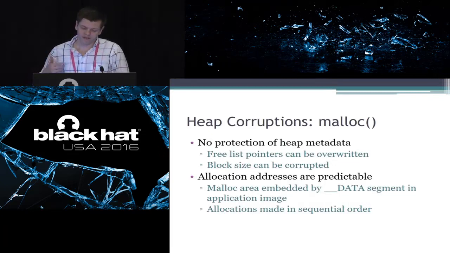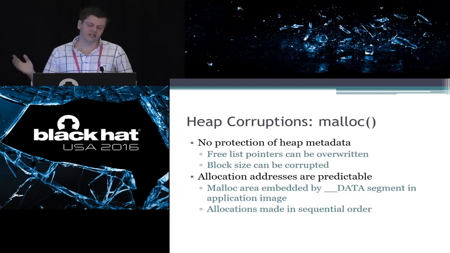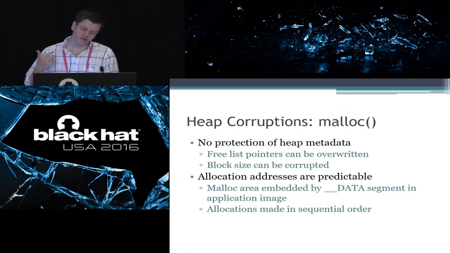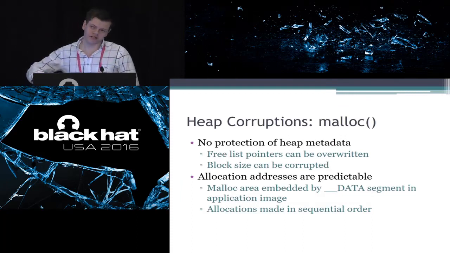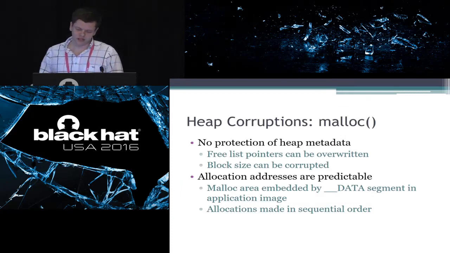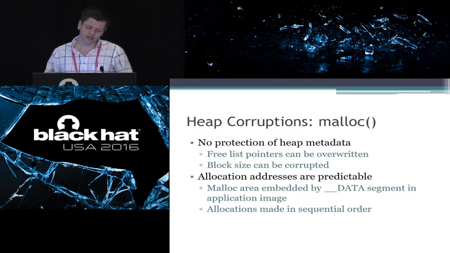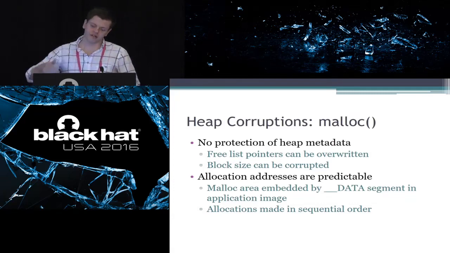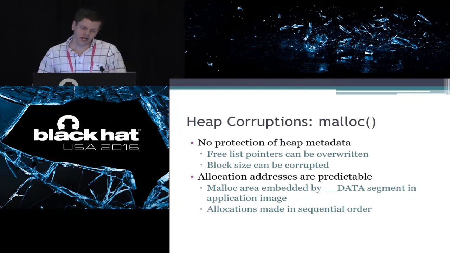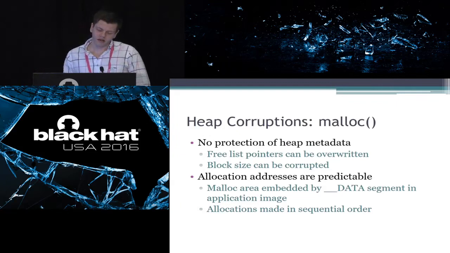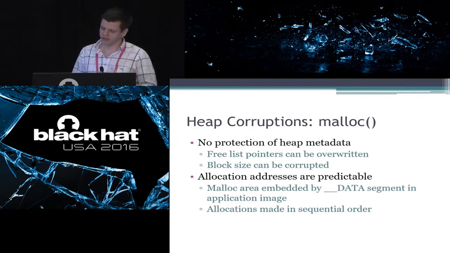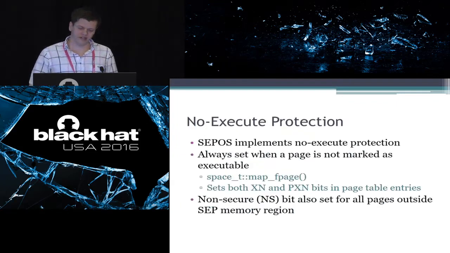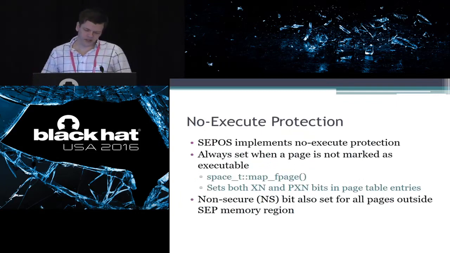The free list pointers can be easily overwritten in order to corrupt arbitrary memory. You can overwrite the block size to extend the corruption of an existing heap corruption. Moreover, the malloc areas that are assigned to these applications are also in the data segment. So every malloc is at a predictable address. Also, the allocations are made in predictable order, so it's very easy to predict where they're allocated.